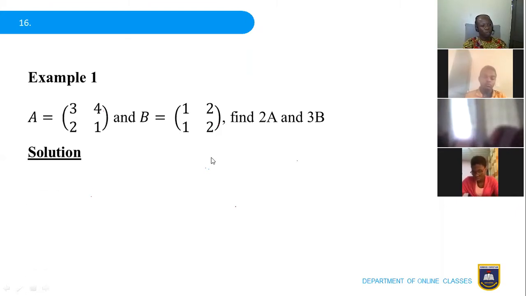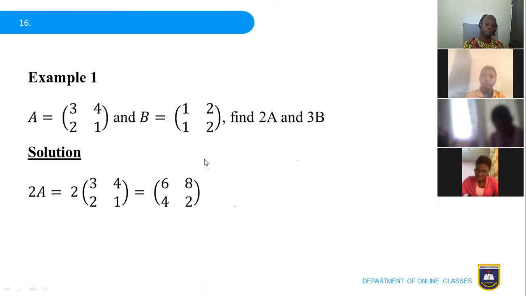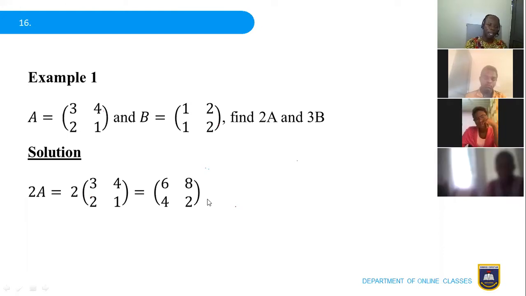So, let's check our solution. We have 2a, and that is equal to the 2 multiplying the matrix A. The matrix A is 3, 4, 2, 1. And that will be equal to, so if the 2 should multiply the 3, then we have 6. If the 2 should multiply the 4, then we have 8. The 2 multiply these 2 will give us 4. The 2 by this 1 will also give us 2. So this will be the result if you multiply the matrix A by a scalar 2.